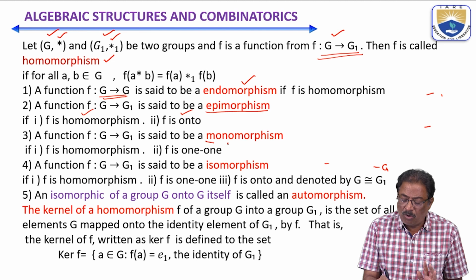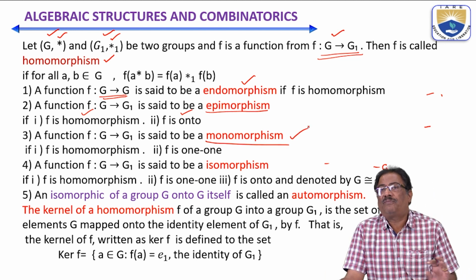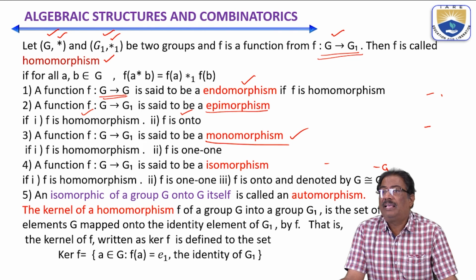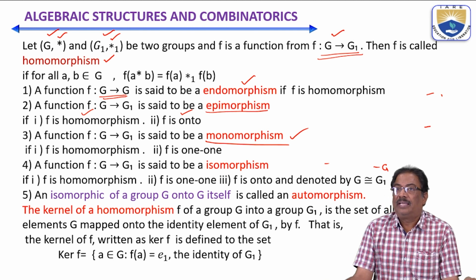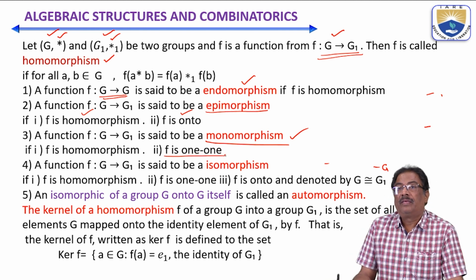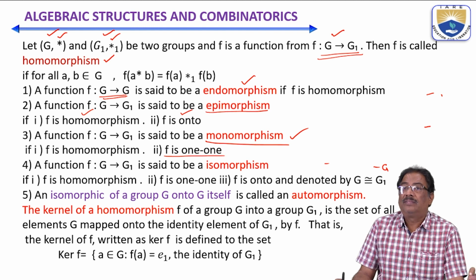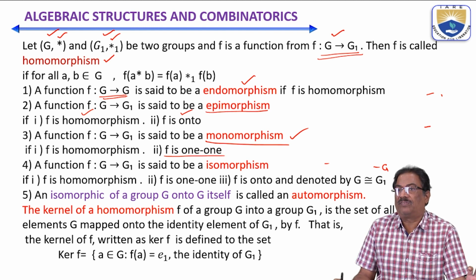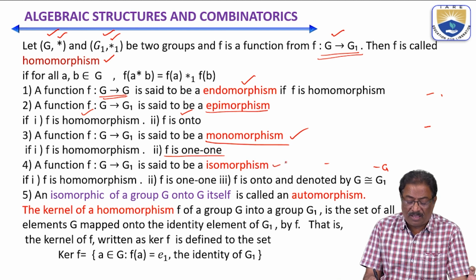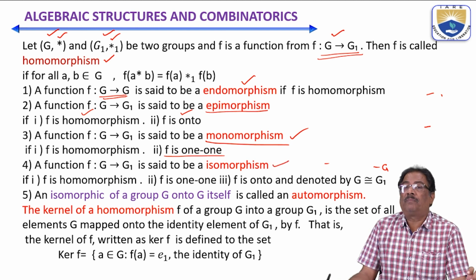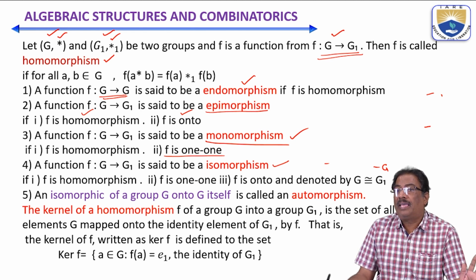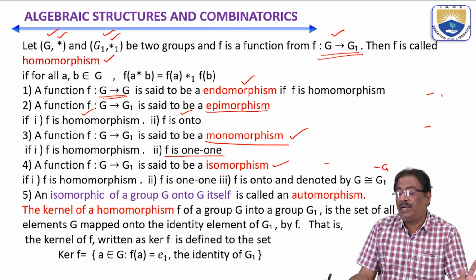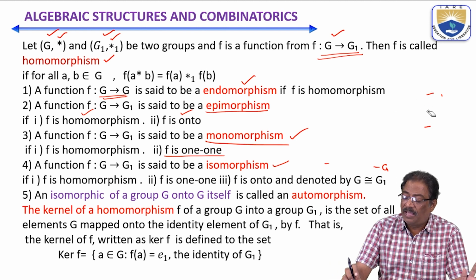Then another one is monomorphism. A function F from G to G1 is said to be a monomorphism if F is a homomorphism and one-to-one. Then that function is known as a monomorphism. And next another one is isomorphism. A function F from G to G1 is said to be an isomorphism if it is a homomorphism, one-to-one and onto.